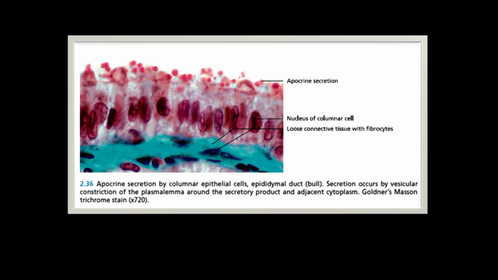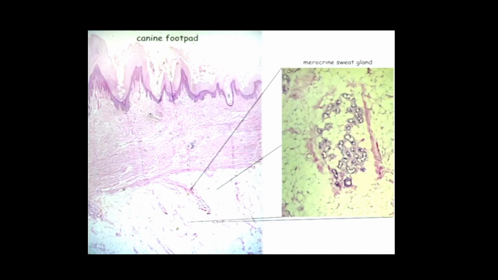Now we can see another example: apocrine secretion by the columnar epithelial cells of the epididymal duct in the case of a bull. So this is the apocrine secretion. The apical portion of the cell is also coming into the secretion. Secretion occurs by the vesicular constriction of the plasmalemma around the secretory product and adjacent cytoplasm. This is a Masson's trichrome staining photograph of the epididymal cells of the bull, showing the apocrine secretion. We can see the nucleus of the columnar cell and loose connective tissue with fibrocytes.